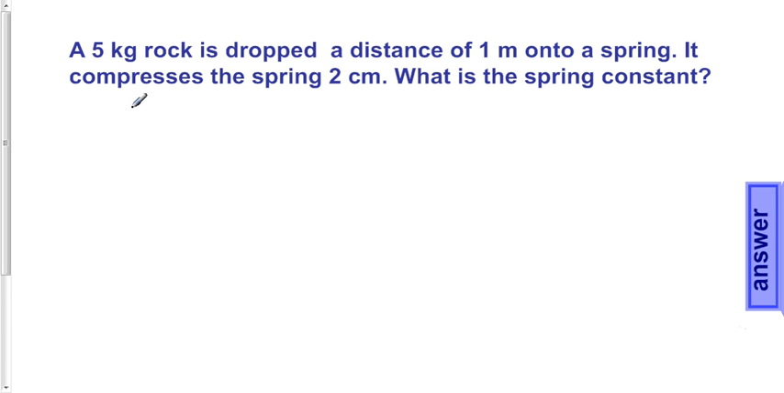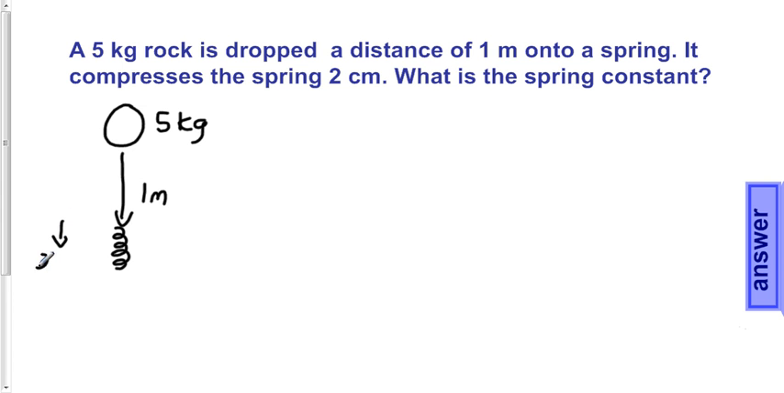In this problem, a rock of mass 5 kilograms is dropped a distance of 1 meter onto a spring. The spring is then compressed by 2 centimeters, which is equal to 0.02 meters. This problem asks us to find the spring constant using the given information.